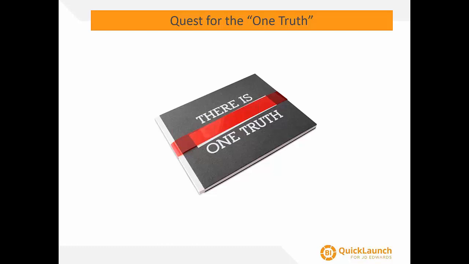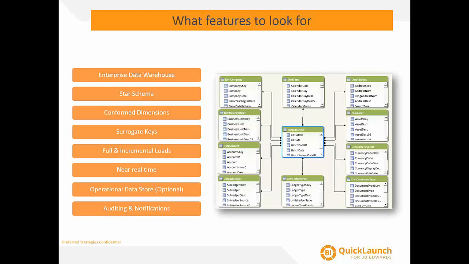Some features to look for, and this is covering a lot of the elements of our Jumpstart BI QuickLaunch data warehouse for JD Edwards. It's a Star-Schema, and there are a few different flavors: Star-Schema, Snowflake. Again, we're not going to get into the details of the differences, but we follow more of a Ralph Kimball model and a Star-Schema, where in essence you've got a fact table in the middle surrounded by your different dimensions.